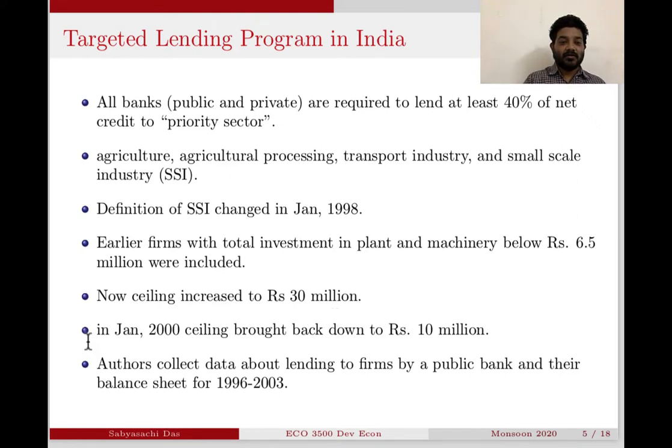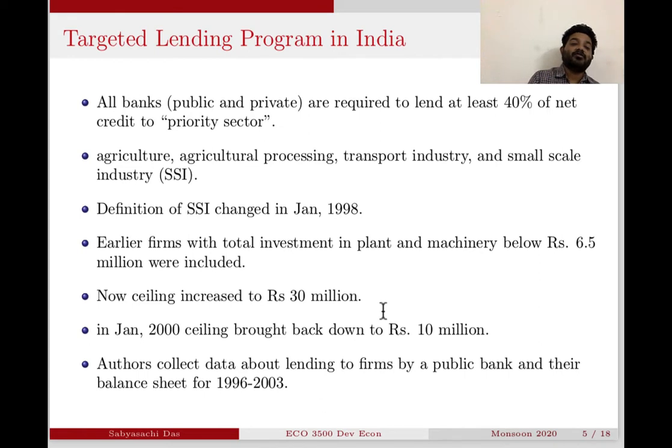Now, importantly, in January 2000, they basically rolled back most of these expansions. So the government did a flip flop. They brought the ceiling back down to 10 million, not back to the earlier limit, but substantially closer to that limit. So from January 2000 onwards, the firms between 10 and 30 million, which were in some sense treated by this policy change, become untreated again. They were no longer subject to this great expansion.